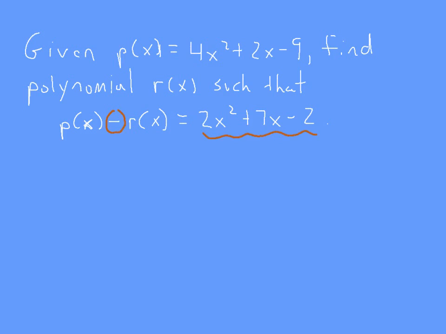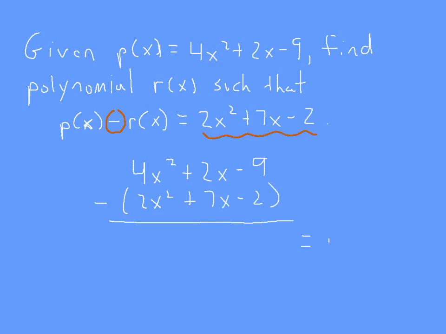So this time what I need to do is start with my p of x, 4x squared plus 2x minus 9, and then I need to subtract that answer piece so that I can finish with what will end up being r of x. So 4 minus 2 will give me 2x squared. 2 minus 7 will give me negative 5x. Negative 9 minus negative 2 will give me negative 7, and that ends up being my r of x. Now I'm going to let you have time to practice a couple of these.